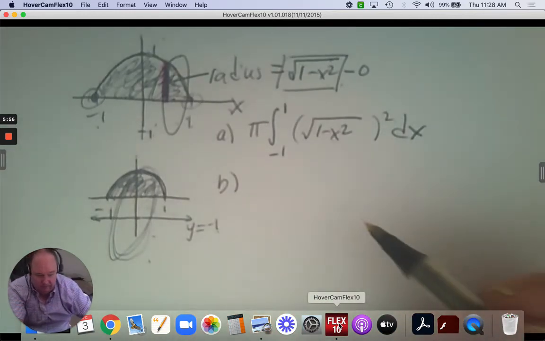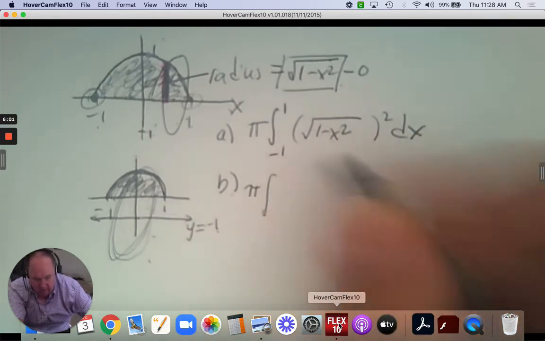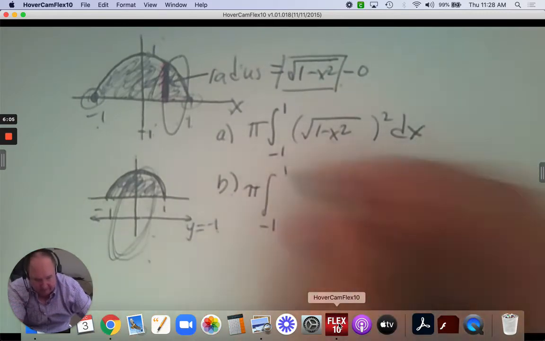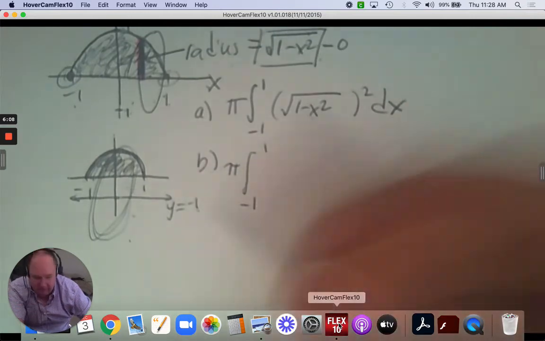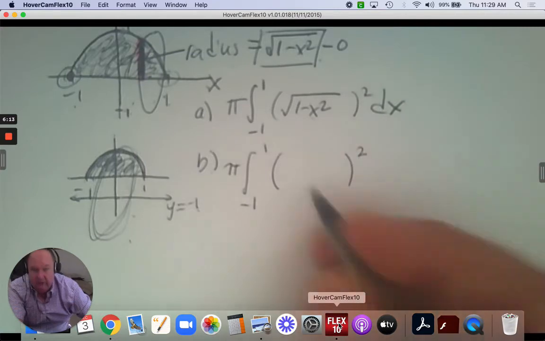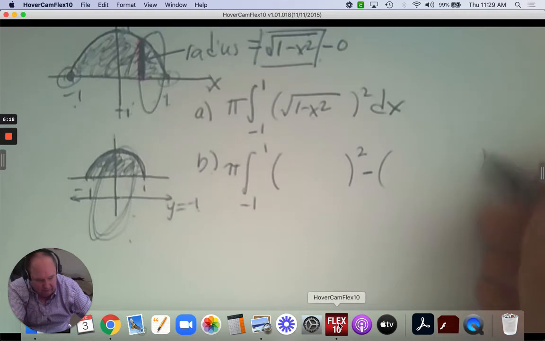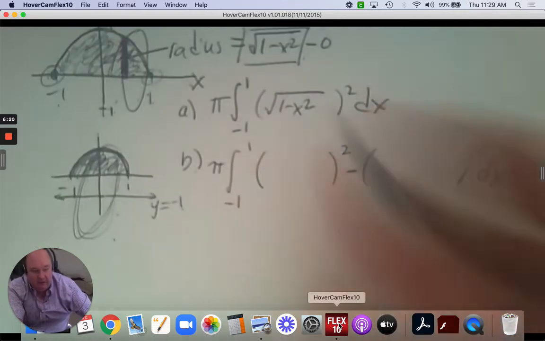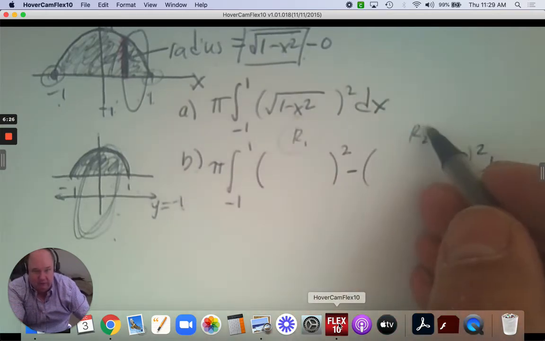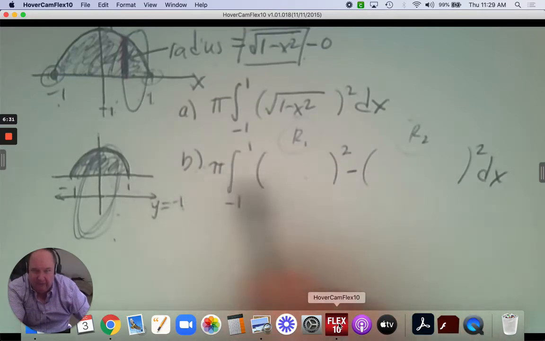So here we go. So for this one, it starts the same way, which is pi. We're still integrating from -1 to +1. But instead of having one radius, we have two. So I'm going to set it up so I understand that. So there's one radius, so that's one circle. And then subtract the second one, there's the other one. And so you can think of this as R1 and R2, but it's the big radius, subtract the small radius. So it's good to understand the template of how to find the volume.